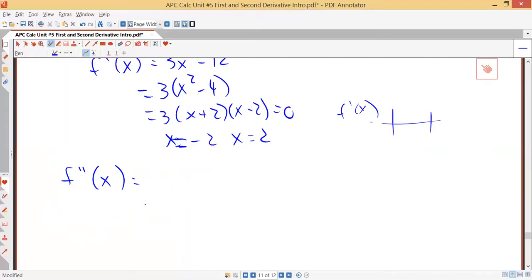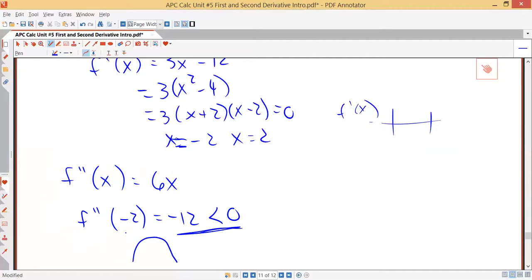So I take the second derivative now of my function, which is 6x, and I'm going to evaluate. I don't actually sign test. I actually plug into the second derivative. And look, at x equals -2, I find that my second derivative is negative, which means that my graph is concave down like a frown. So what did I just find out? At x equals -2, I have a max.